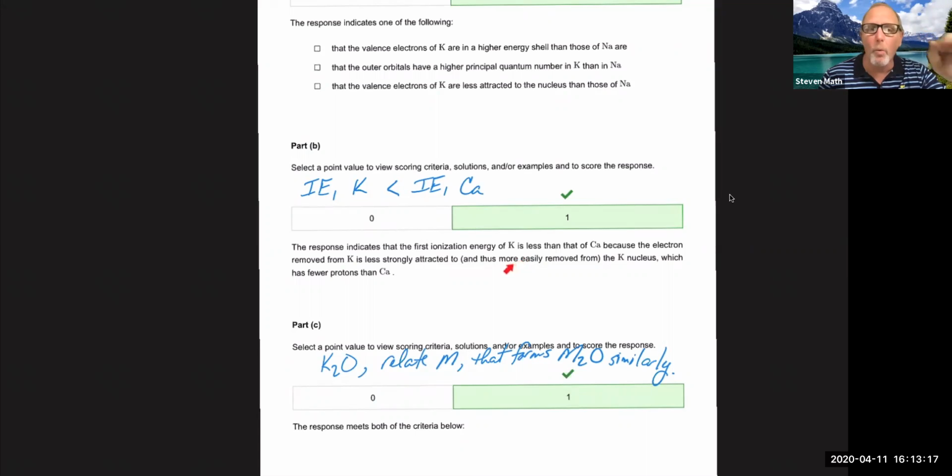They're asking why. You also could bring up the fact that they brought up here at the end that the K nucleus has fewer protons. You only have 19 protons in K compared to 20 protons in Ca. So the Ca would have a stronger nuclear charge that would pull their electrons in a little bit more tightly. Okay, so there's part B.